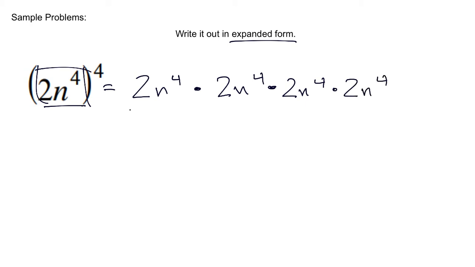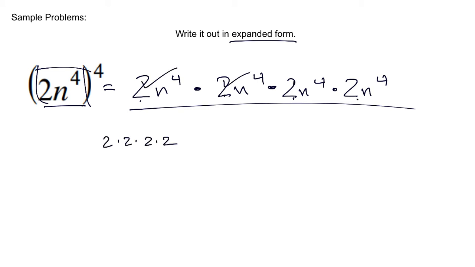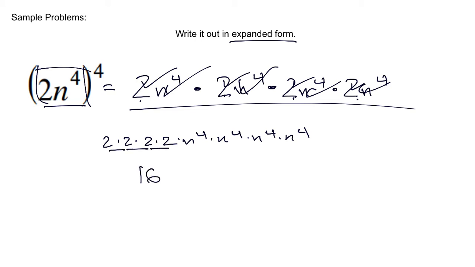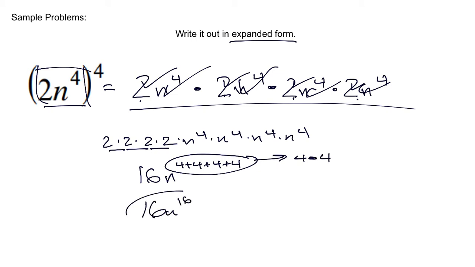And we remember from the product rule, I'm going to multiply my coefficients. So I have 2 times 2 times 2 times 2. Check, took care of the 2's. Then I have n to the fourth times n to the fourth times n to the fourth times n to the fourth. I took care of those. Check. Just staying organized. 2 times 2 times 2 times 2, that is 4, 8, 16. N to the fourth, this just becomes n to the 4 plus 4 plus 4 plus 4. Well, what is 4 plus 4 plus 4 plus 4? That's the same as 4 times 4. So I have 16n to the 16. Okay?